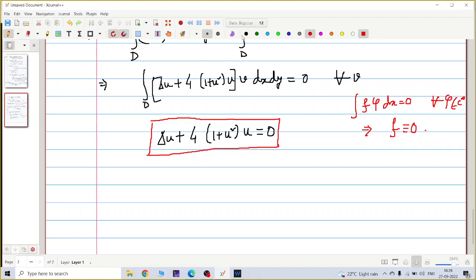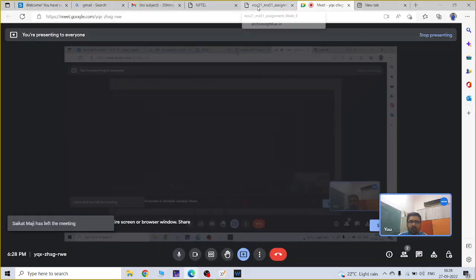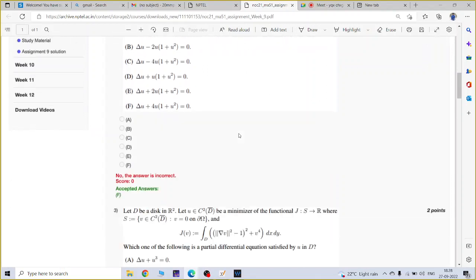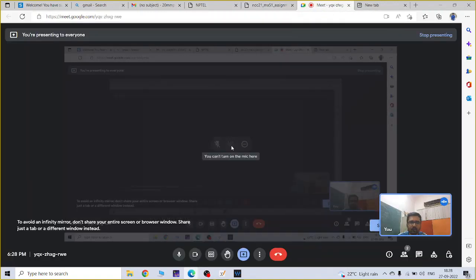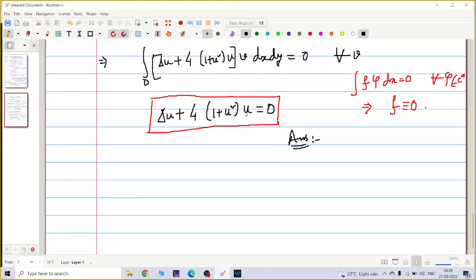Okay, so this is the answer. Let me check what the possible options are. I got Laplacian u plus 4u into (1 plus u square) equal to 0, so my option is f. So the answer is f.